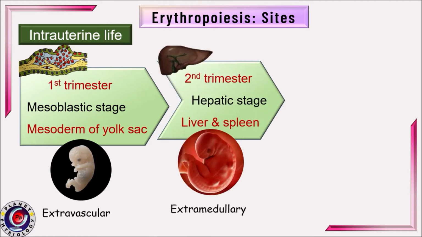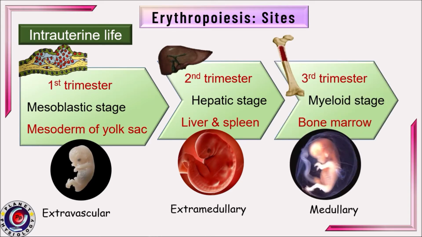During the second trimester of pregnancy, liver and spleen are the main sites for erythropoiesis, and so this is known as the hepatic stage. During the third trimester, the predominant site for erythropoiesis is bone marrow, and therefore this is known as the myeloid stage of erythropoiesis. Whenever blood cells are formed within bone marrow, it is called medullary hemopoiesis. If any organ other than marrow synthesizes blood cells, it is known as extramedullary hemopoiesis, and the predominant extramedullary hemopoietic organs are liver and spleen.